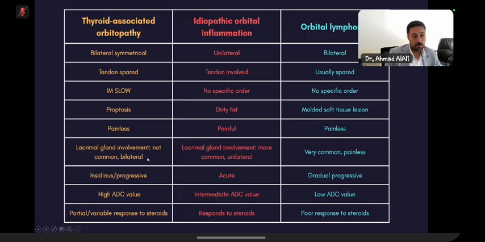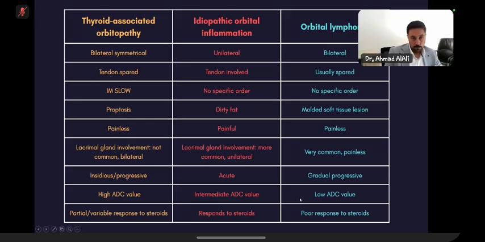In the case that we presented, the lacrimal glands were involved and bilateral, but this is not the common presentation. As for the presentation, it's more acute in the orbital pseudotumor, while it's more insidious or progressive in the other differentials.